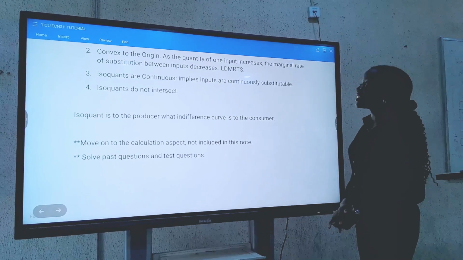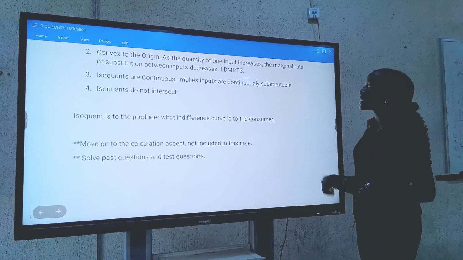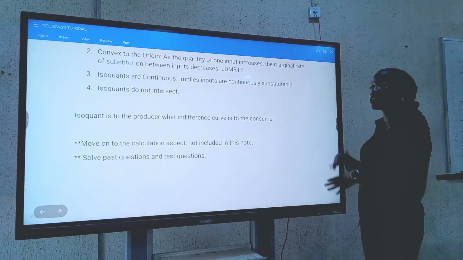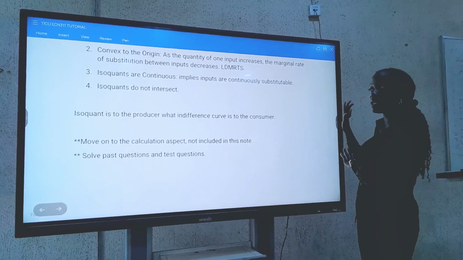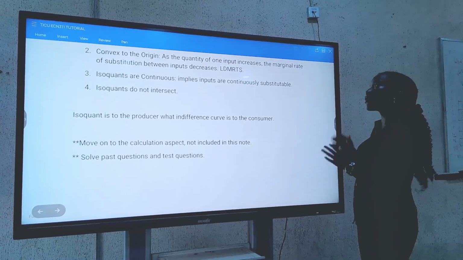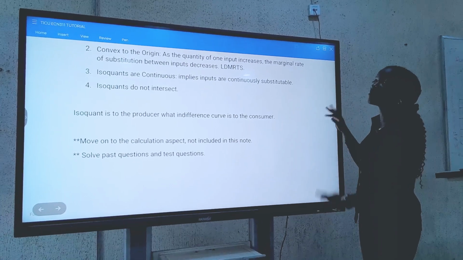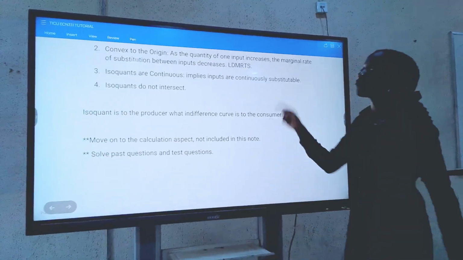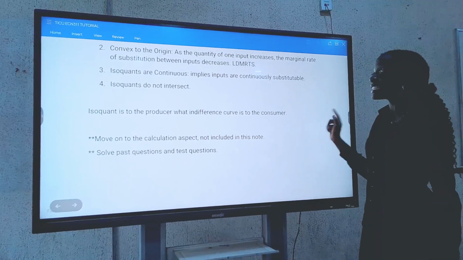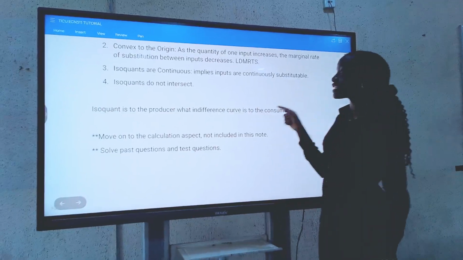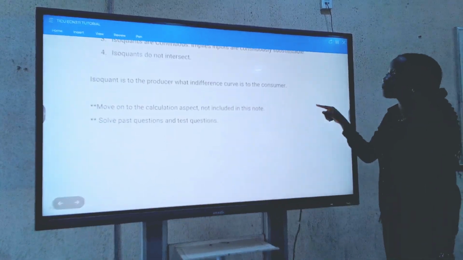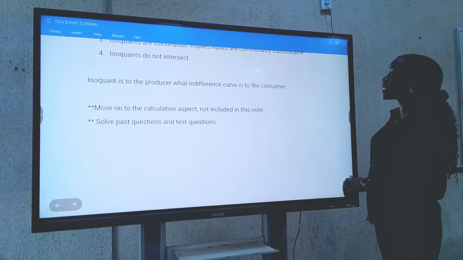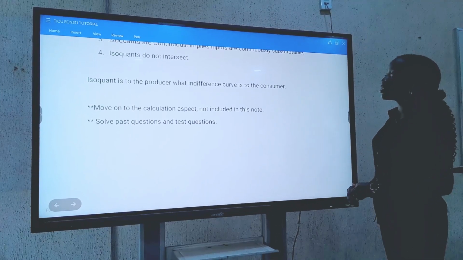Isoquants are continuous. That means inputs are continuously substitutable. That means I can continuously substitute my amount of labor for amount of capital to produce this board. Number 4, isoquants do not intersect. Just like indifference curves do not intersect, isoquants cannot intersect. As I said earlier, isoquant is to the producer what indifference curve is to the consumer.